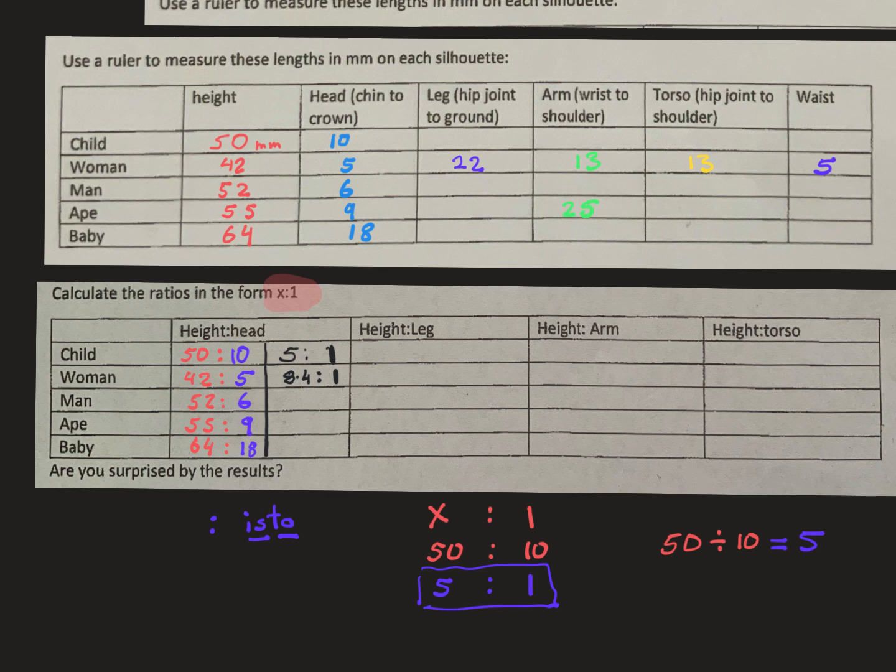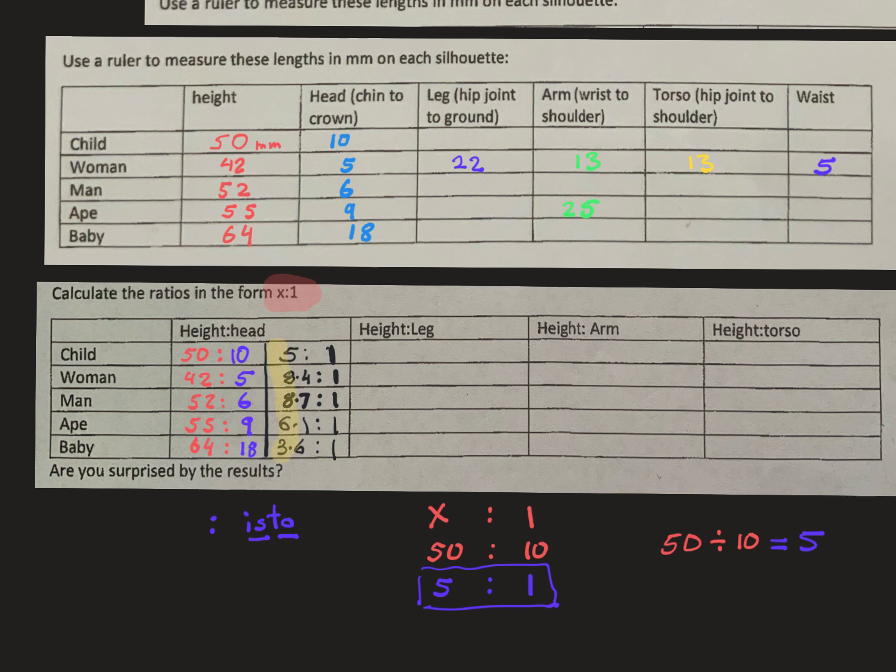If I divide 52 by 6, I will get again a decimal number, but I can't help that. Again, that's going to be to 1. 55 by 9, I will get 6.1 is to 1. 64 divided by 18, I now get 3.6 is to 1. You can see that this is going to be a lot more helpful to me.